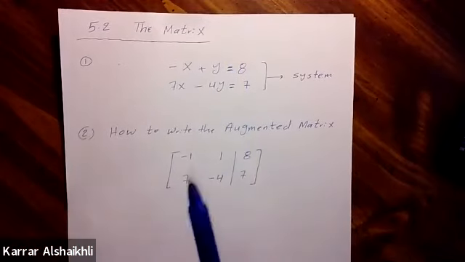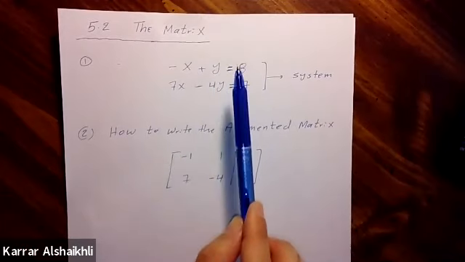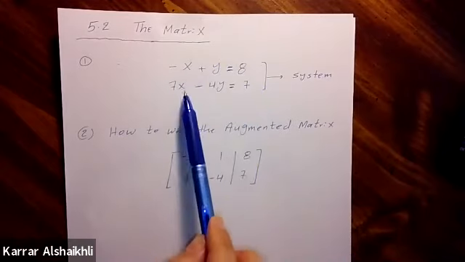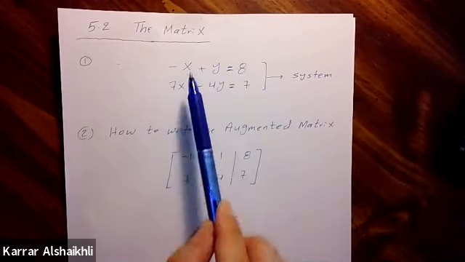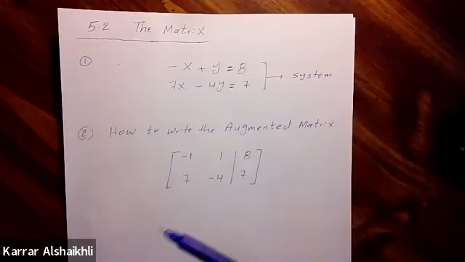The first step, you have to make sure all the numbers are on the other side of the equal sign, and the variables are on one side, in their columns. This is the variable x. Here's the variable y. Now let's go to the matrix here.